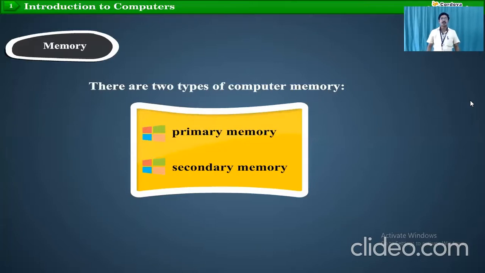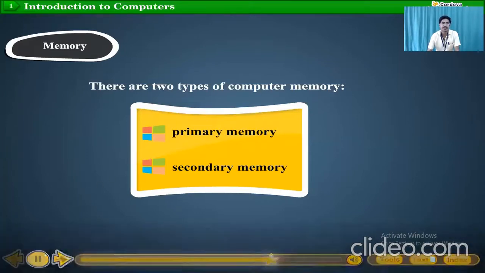Primary memory has two types, that is RAM and ROM. Secondary memory has different types of devices: hard disk, SSD, HDD, pen drive, CD, DVD, Blu-ray disc. Now we will see one by one. We will discuss primary memory and its types.